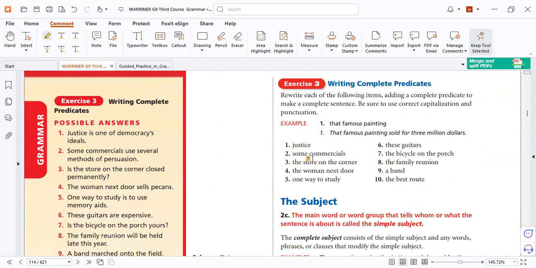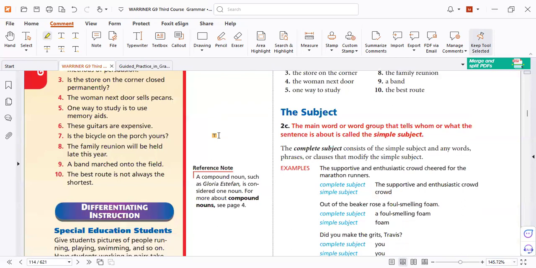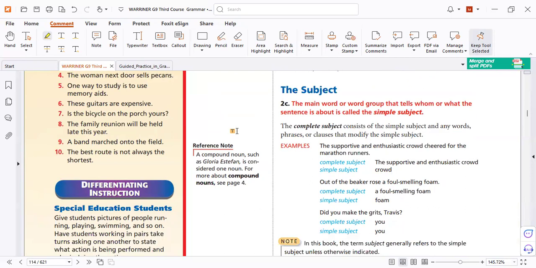And here are more exercises. You can answer them at home, and if you already have answered, no problem. Like that, possible answers. So how about the subject? Let's know more about the subject. The subject in English writing can be a simple subject like that. Who cheered the crowd?